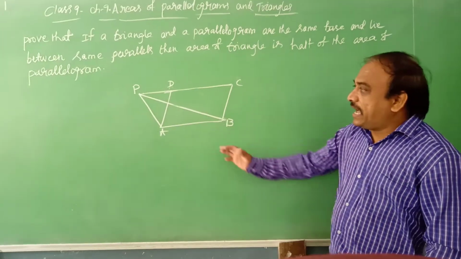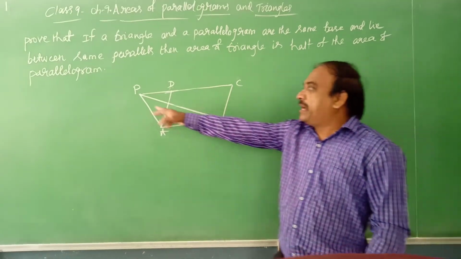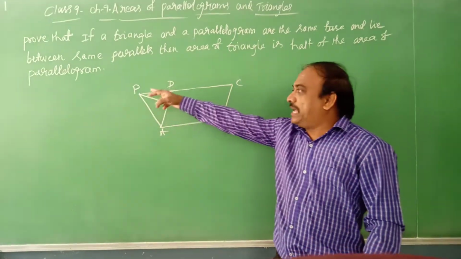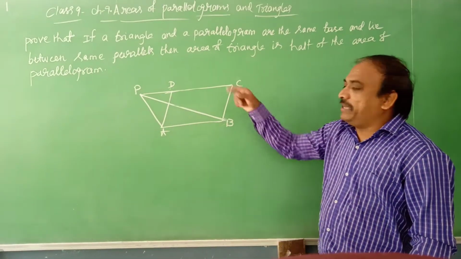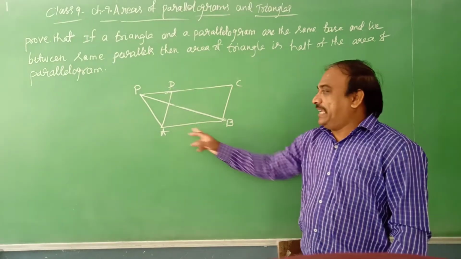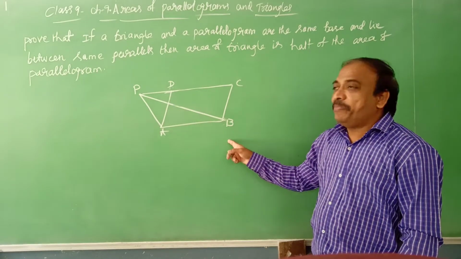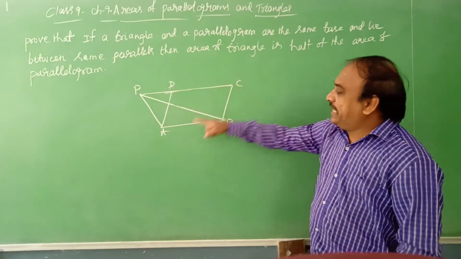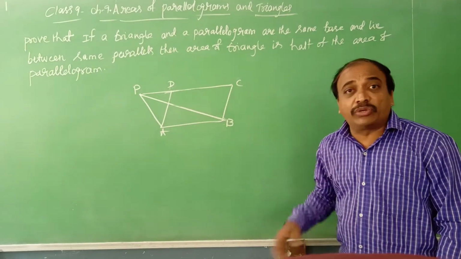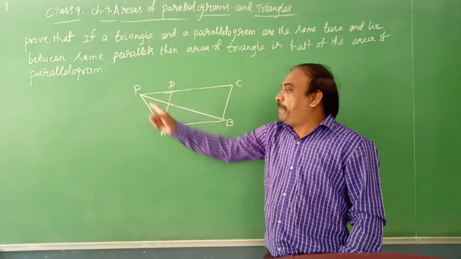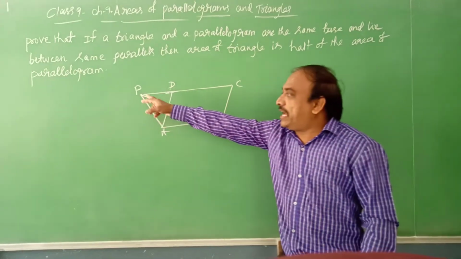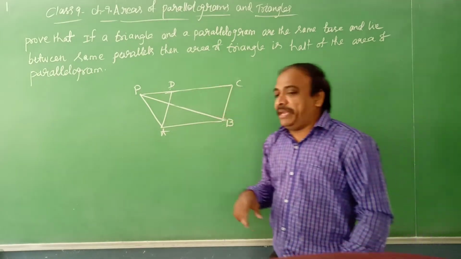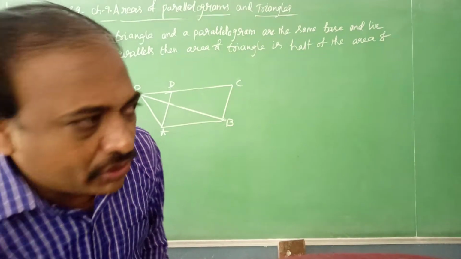See here, triangle PAB and parallelogram ABCD. Triangle PAB and parallelogram ABCD are on the same base and lie between the same parallels, AB and PC. Now we have to prove that the area of triangle PAB is half of the area of parallelogram ABCD. Let us see how we can do this.